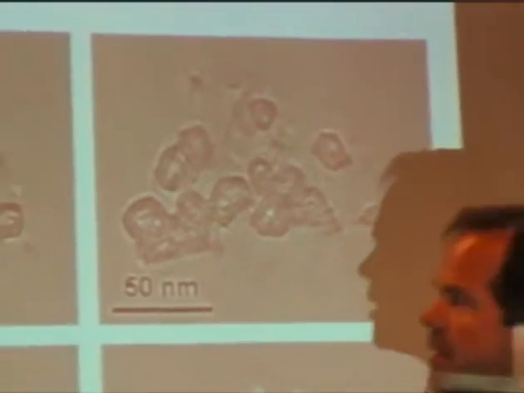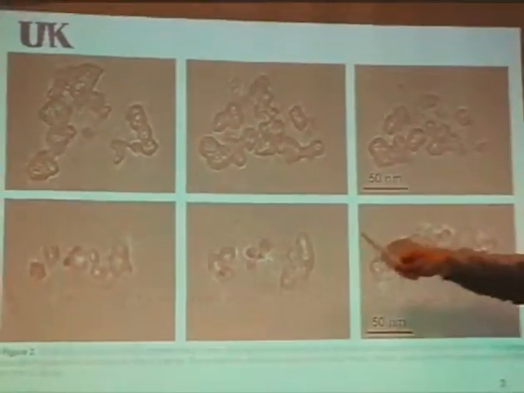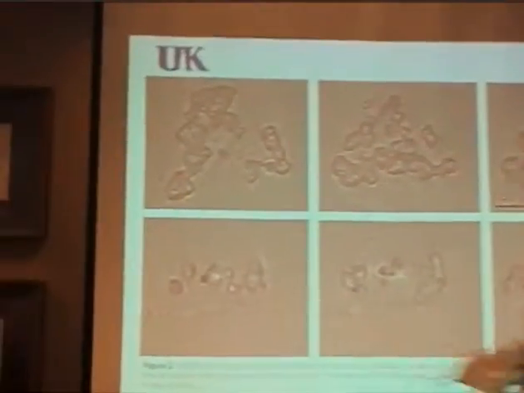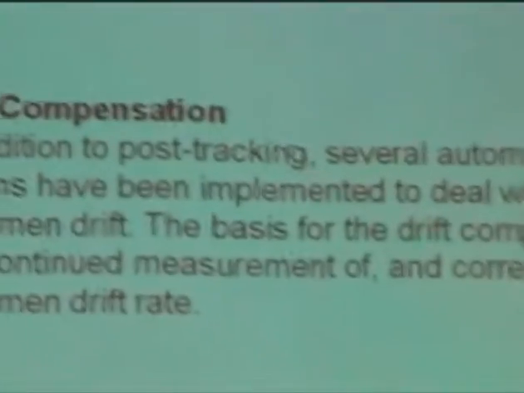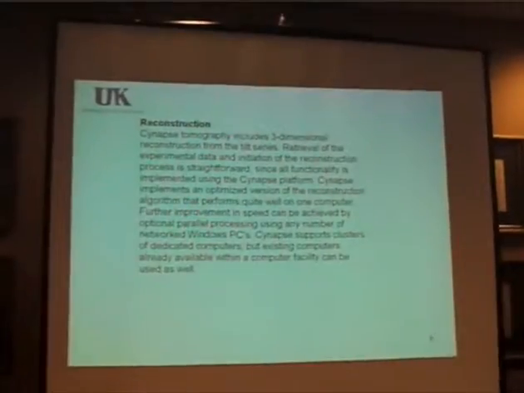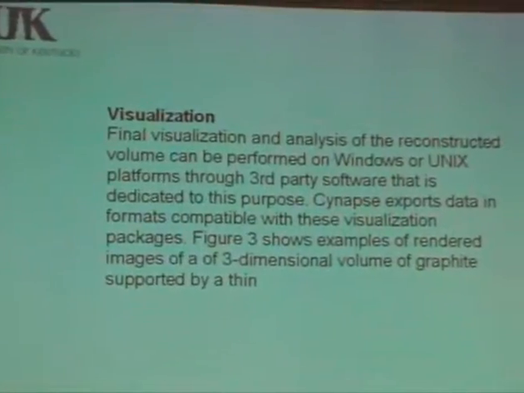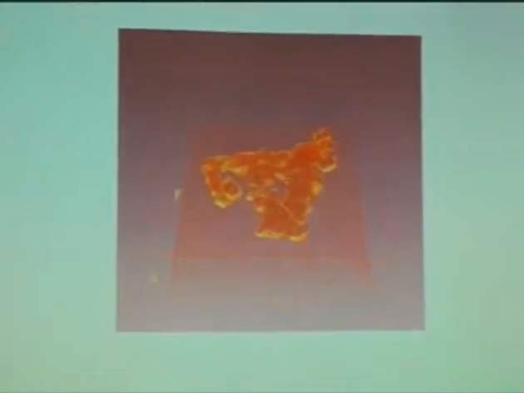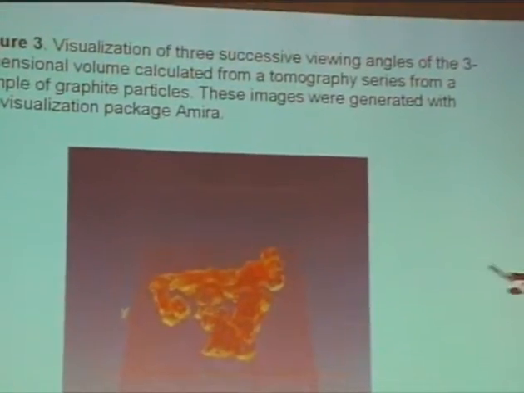And what's interesting is when you look at this, it looks like it's hollow, right? And then you can see up the top, you lose some structures. So these are just example structures, graphite particles, and that's the kind of image we get. Then there's some other automation stuff that's done, and they reconstruct it and they visualize it. Let me show you what this looks like.